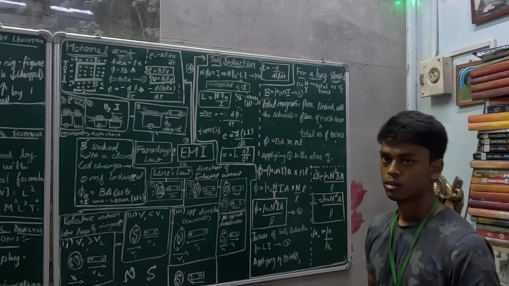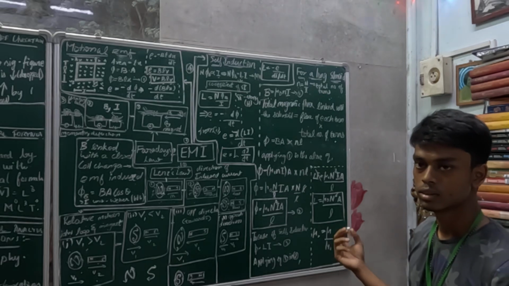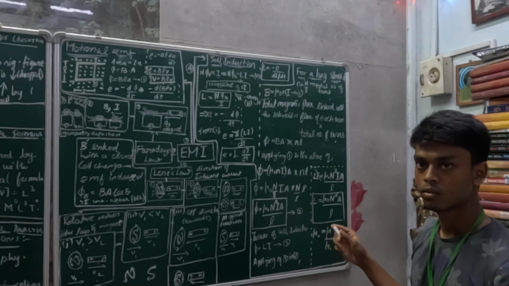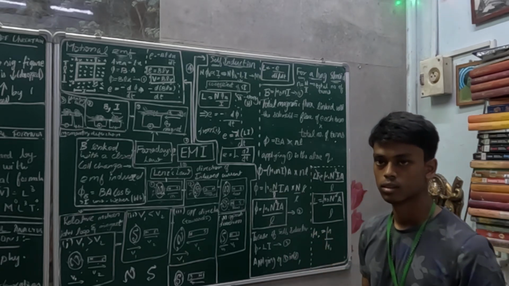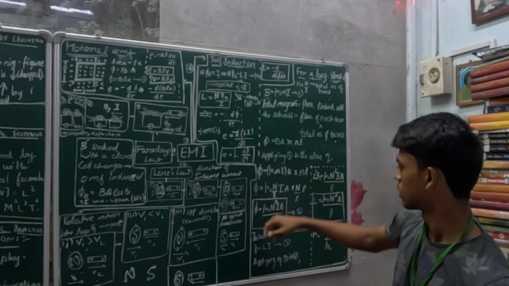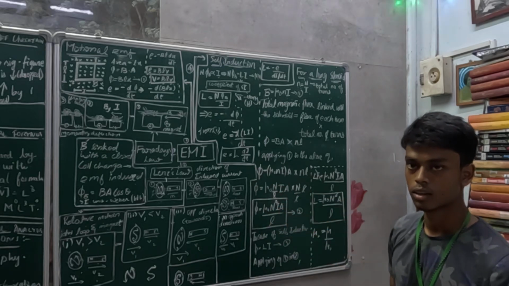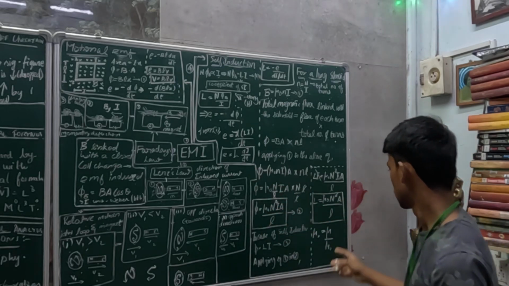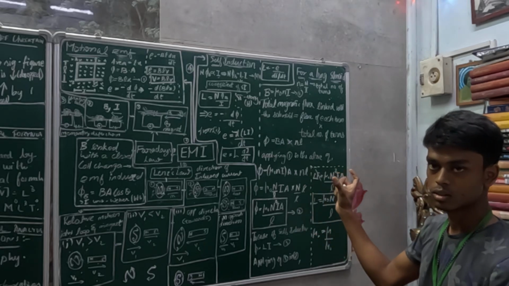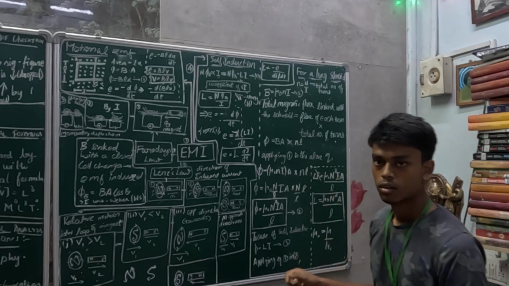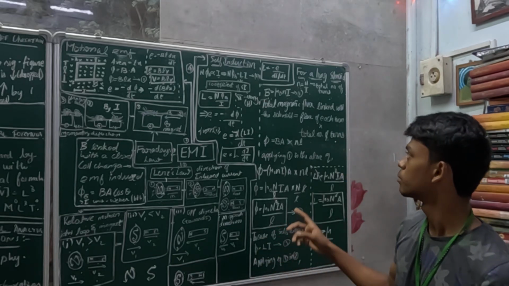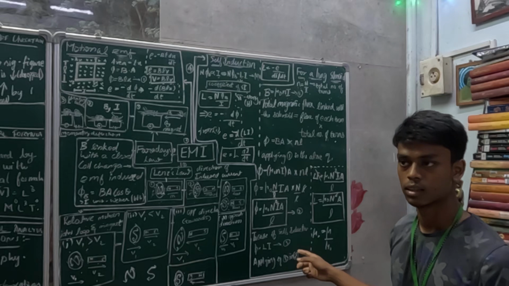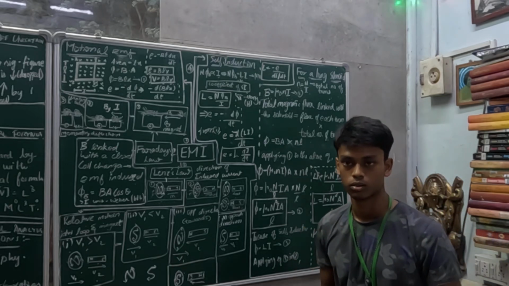Capital N means the total number of turns, and small n means the total number of turns per unit length. And A is the area enveloped by the coil. L is the length of the solenoid. Very good. I will conclude part 1 here, and the remaining topics, mutual induction and the AC generator, we will see in part 2.